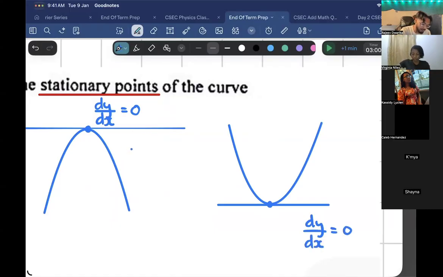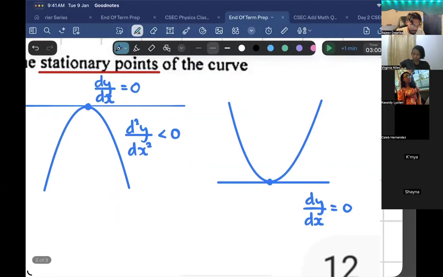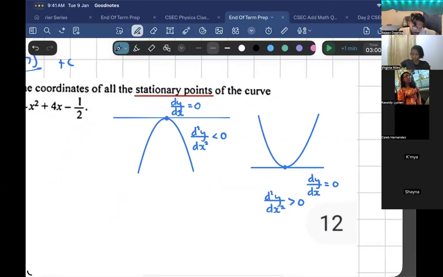Now, the second derivative, which just means you're going to differentiate another time, is going to tell you the nature of the turning point. So if the second derivative is less than 0, it'll actually be a maximum. And if the second derivative is more than 0, what do you think that would be? A minimum turning point. Exactly, minimum.